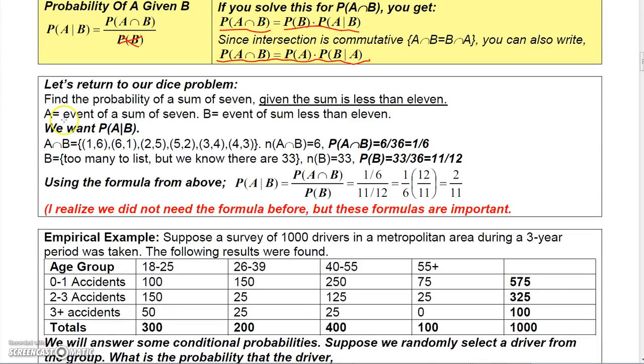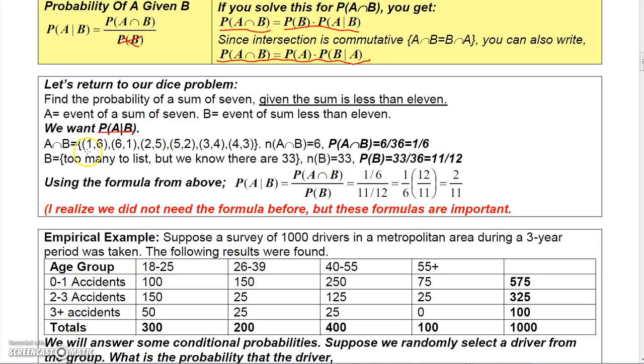Now let's return to our dice problem. Let's find the probability of a sum of 7, given that the sum is less than 11, and let's see if this formula will work out for us. Let's say A is the event of a sum of 7, and B is the event of a sum less than 11. We want to find the probability of A given B. Well, let's find the probability of A intersect B.